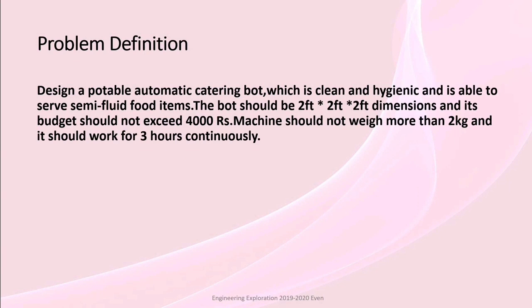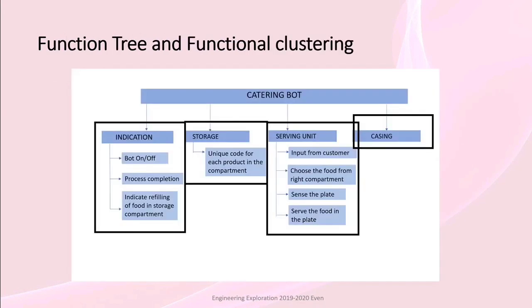The problem definition of my team is to prepare a semi-automatic, user-friendly catering robot that can serve pickles and chutneys with little user intervention. It's an extremely useful machine in restaurants with high footfall of customers. The machine should not weigh more than 2 kilograms, its budget should not exceed Rs 4,000, and it's expected to work for at least 3 hours continuously.